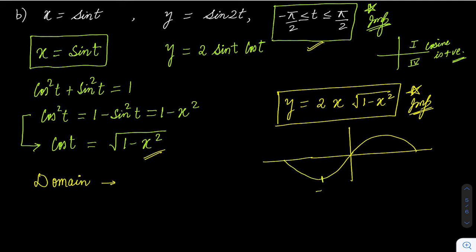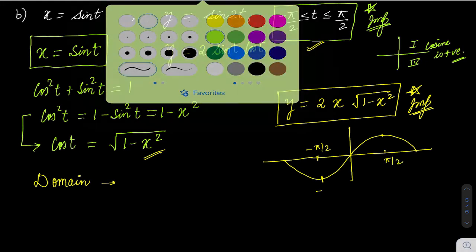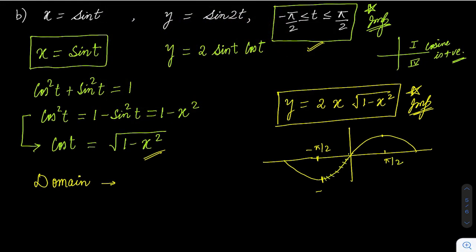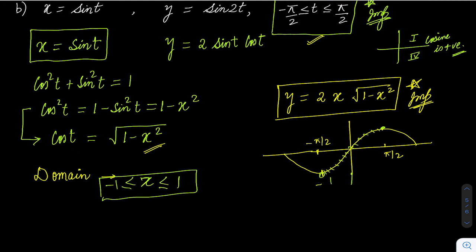So this is minus 90, minus pi by 2. This is pi by 2. So in this range, minus pi by 2 to pi by 2, what's the range of sine? Minus 1. This point is minus 1. This point is 1. So minus 1 to 1. So my x value is less than or equal to 1, but greater than or equal to minus 1. So this is my domain.